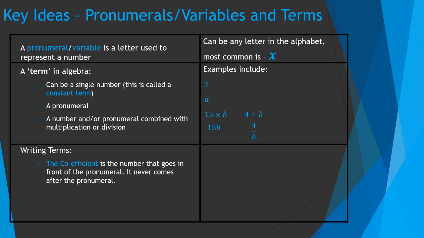When we're writing terms, the coefficient is the number that goes in front of the pronumeral. So in this case here, you can see 15b, right? The number in front of the pronumeral is the coefficient. So 15 would be the coefficient of b. Pronumerals should be written in alphabetical order. So just say we have an example where there are 2 letters next to each other, or 3 letters, 6XYZ. Make sure that you put the letters in alphabetical order.